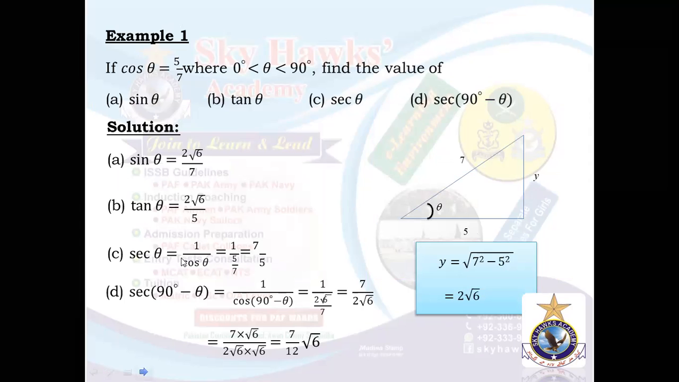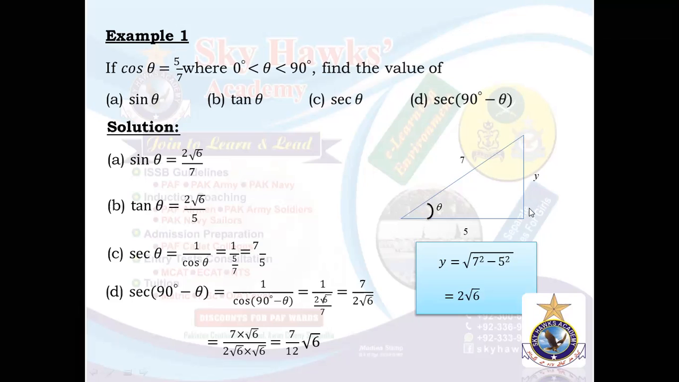So example one is this. Just note down this value. Let me write it down. Cos theta is 5 over 7, where theta lies between 0 and 90. Find the value of sine theta, tan theta, secant theta, and sec of 90 minus theta. Okay, let's see this. Where is theta?